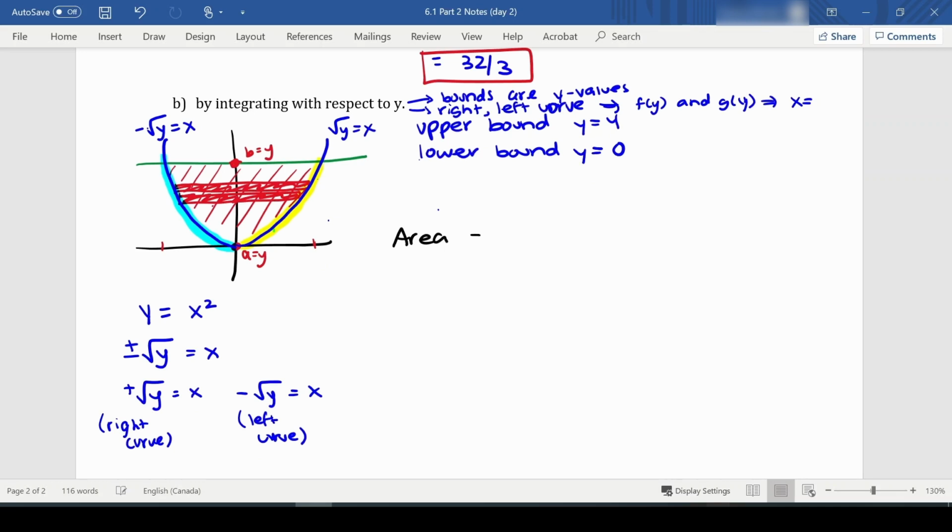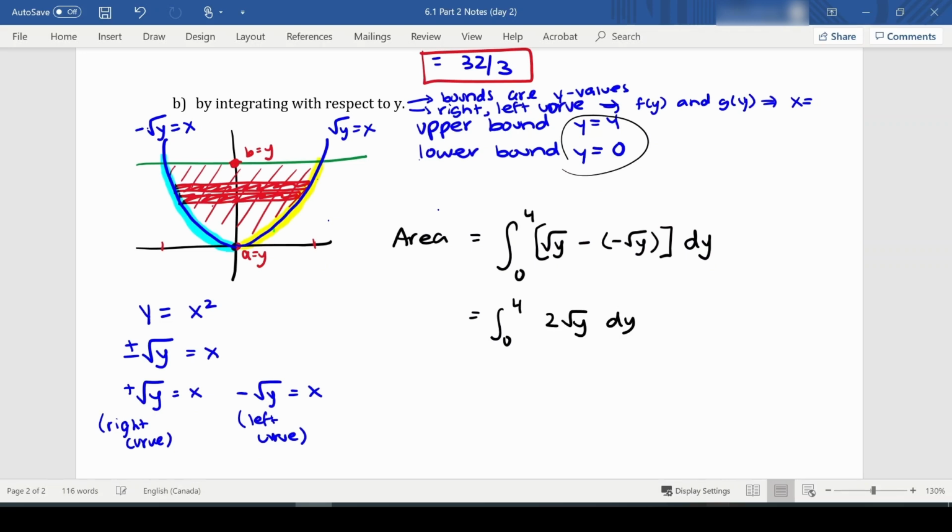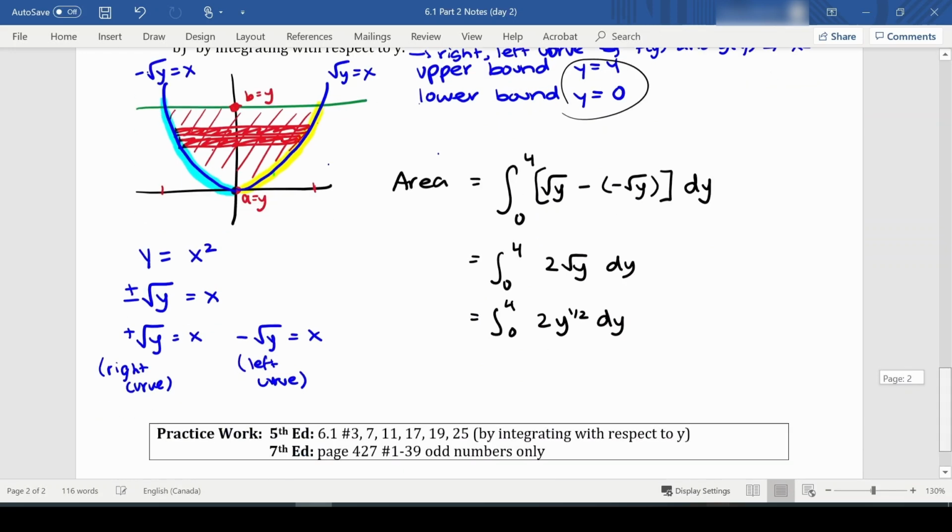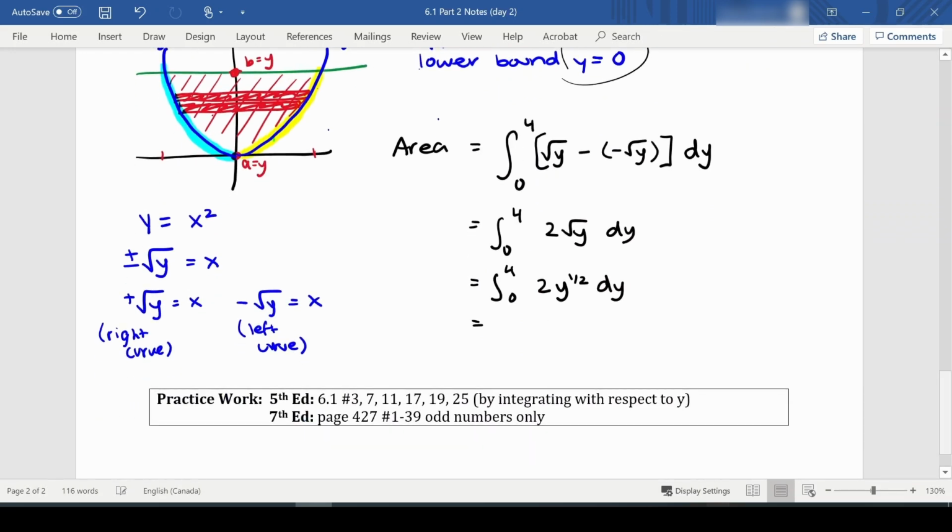So I'm ready to set up my integral. So my area is going to be integral from 0 to 4. Those are my bounds. My right-hand curve is root y. My left-hand curve is negative root y. And I'm integrating with respect to y. So this is going to give me from 0 to 4 of 2 root y, or if you prefer to rewrite it, many people might do this right at the beginning, 2y to the 1/2 dy. If I integrate this, I get y to the 3 over 2. And in the front, I should have a 4 over 3 from 0 to 4.